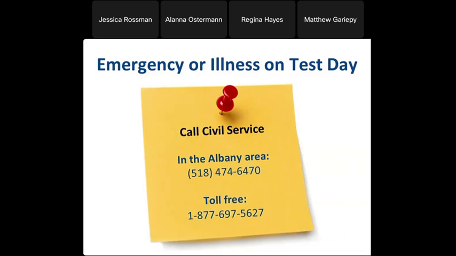If you have an emergency before or on the test date and you aren't able to make it, you should call the Department of Civil Service at one of the numbers above. If you aren't able to make it to your exam, there may be an opportunity for you to be given a separate test date. However, in order for that to happen, you need to call Civil Service as soon as possible on the day of the test.